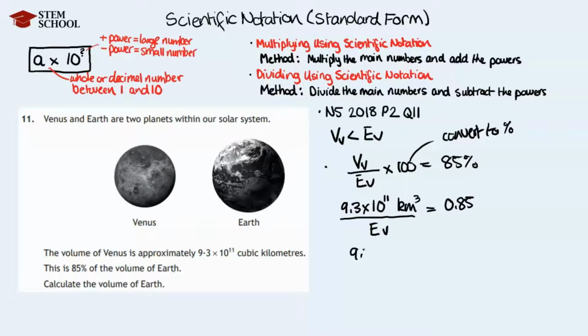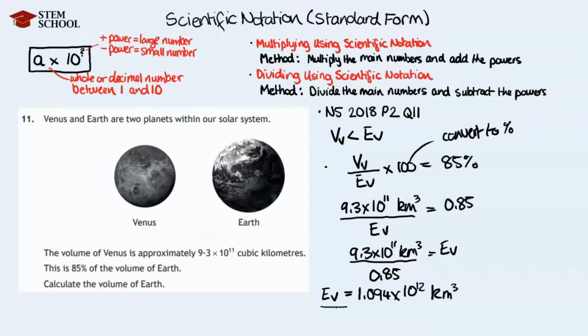Then we can take 9.3 times 10 to the power 11 kilometers cubed and divide by 0.85, bringing the 0.85 to the denominator. We put this into the calculator and then we can figure out the Earth volume. When you put this into the calculator, what you'll get is 1.094 times 10 to the power 12 kilometers cubed. Don't forget to put the units, okay? Now this is the final answer because we have a number that's whole or decimal between 1 and 10.